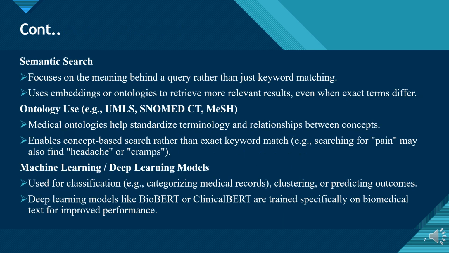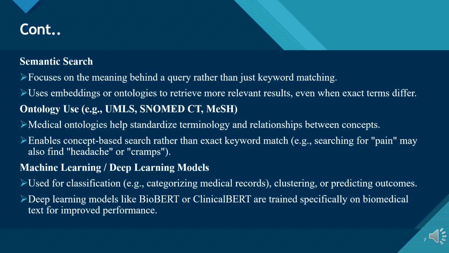This is the continuation of key techniques and methods. Semantic search. This looks at the meaning behind the search, not just keywords. It helps to find relevant results even if the exact words aren't used. For example, if you search for high blood sugar, you might still retrieve documents about hyperglycemia because the system understands the connection between those terms.